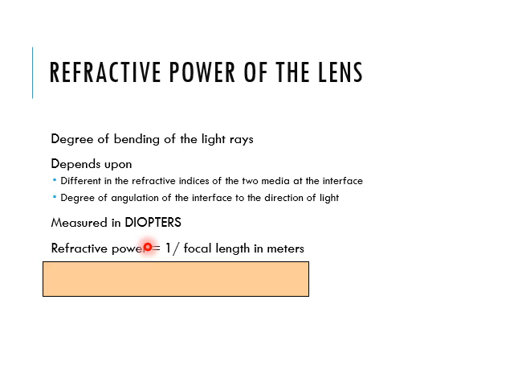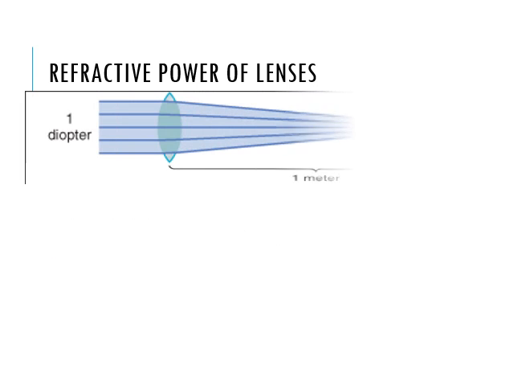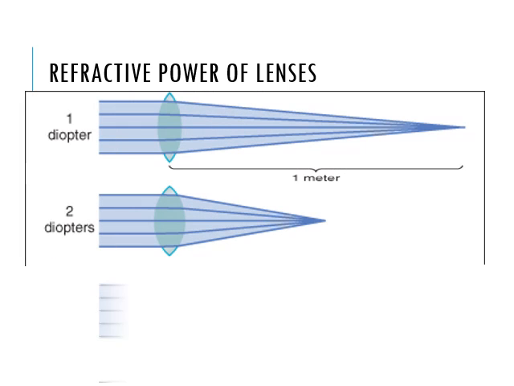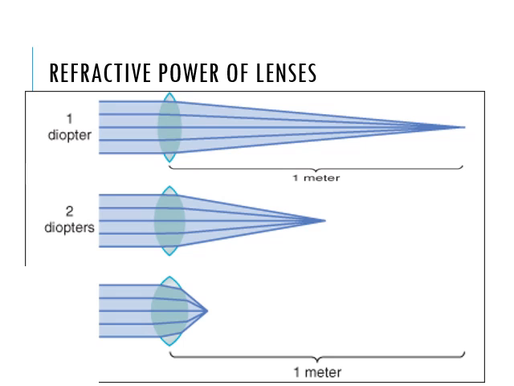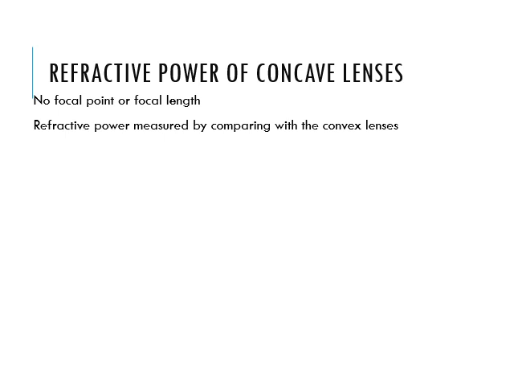So it can be measured by this formula: refractive power is equal to 1 divided by the focal length in meters. This can be different for different lenses. For example, this is a lens with 1 dioptric power, with 2 dioptric power, and then this one is with 10 dioptric power. The greater the power, the more the focus.